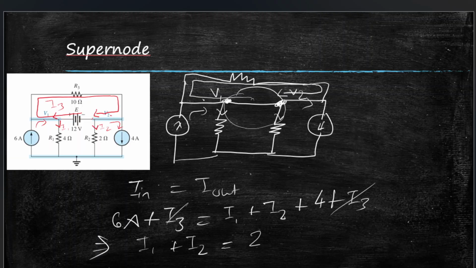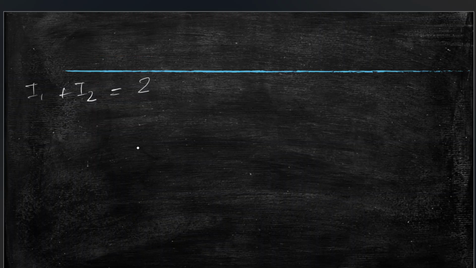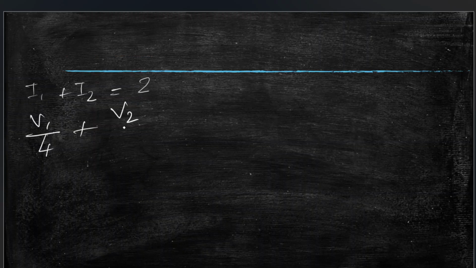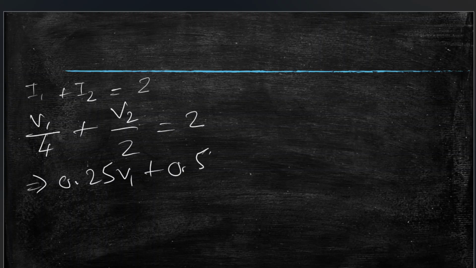Okay, so what is I1? I1 was this, so V1 over R1, that's I1. So V1 over R1, which is 4, plus I2 is V2 over R2, so V2 over 2. V2 over 2 is equal to 2. Now we have 0.25 V1 plus 0.5 V2 is equal to 2. That's equation 1.